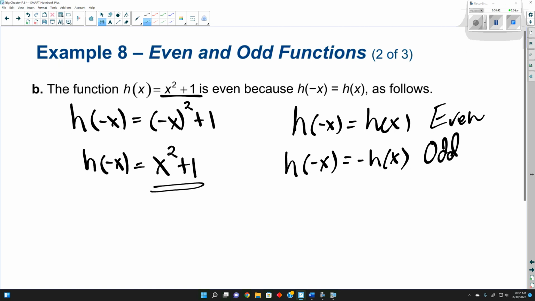And as much as we'd like to think that it's going to be one or the other, there's always the third option of neither, because there are a good number of functions that aren't even or odd. They're neither.